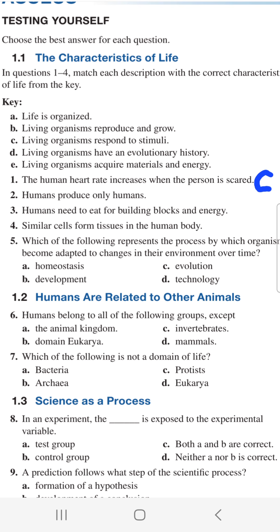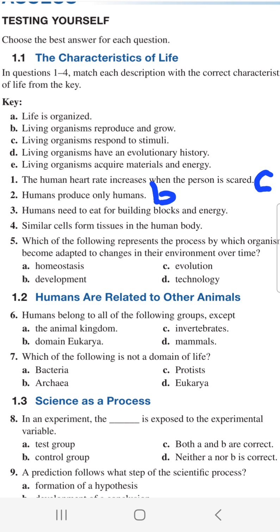Humans produce only humans, so this is obviously reproduction. So it's B, humans reproduce and grow. And reproduction occurs within species. So humans will only produce humans, monkeys will only produce monkeys, and so on. You cannot have different species reproduce offspring.